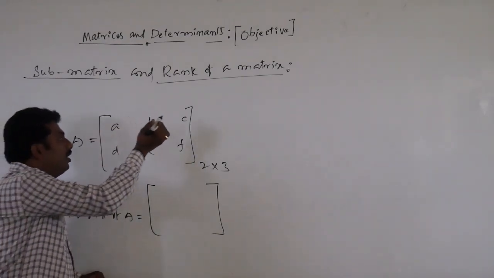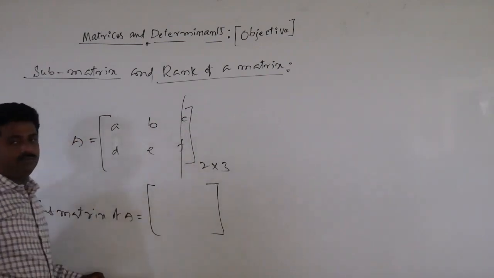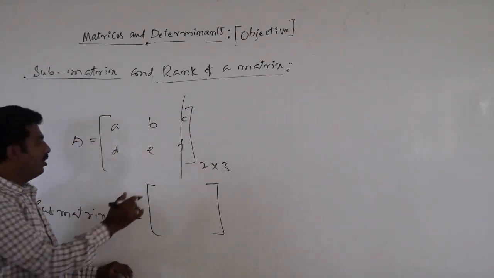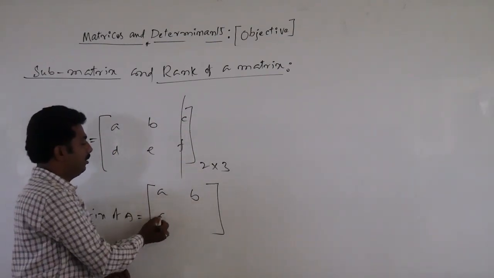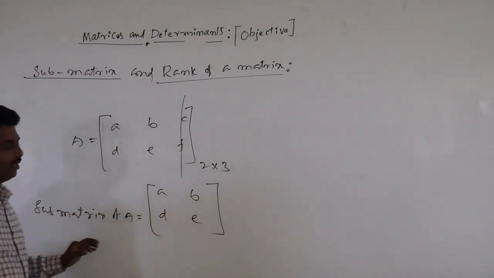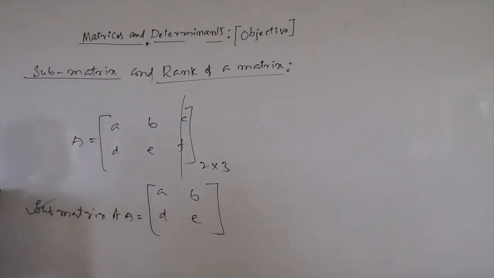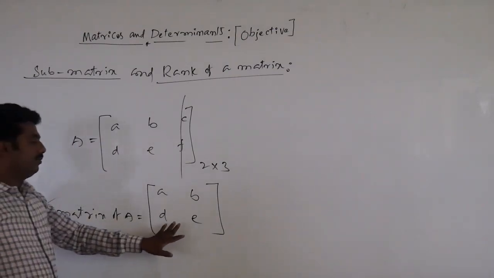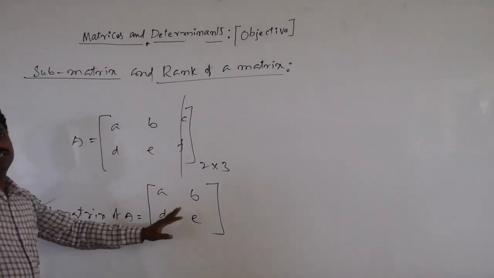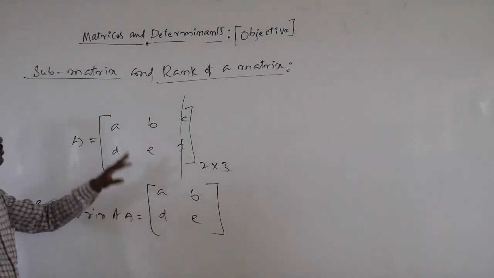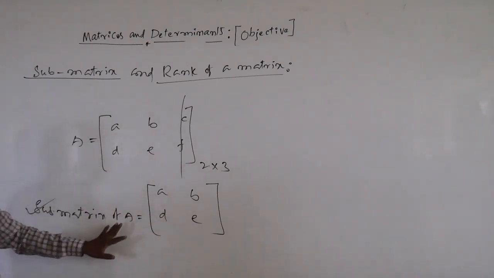So now I am deleting the third column. So what we got? This is A, B, D, E. So this is a submatrix. Mostly we write submatrix for getting a 2 by 2 square matrix, meaning for getting square matrices only we are writing submatrix.